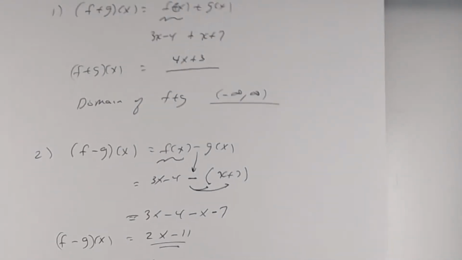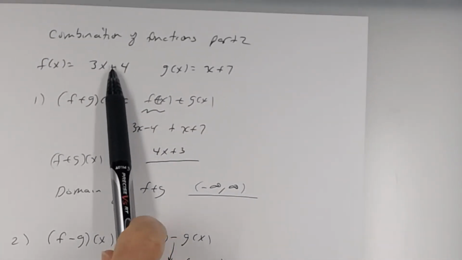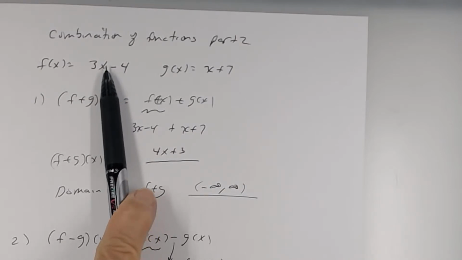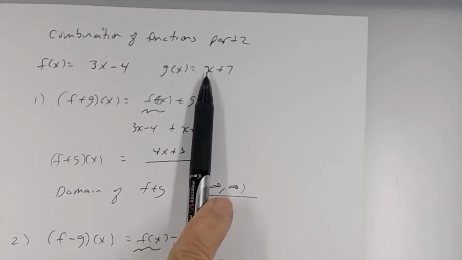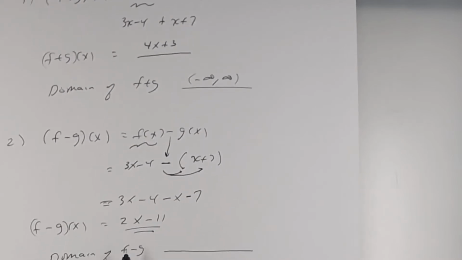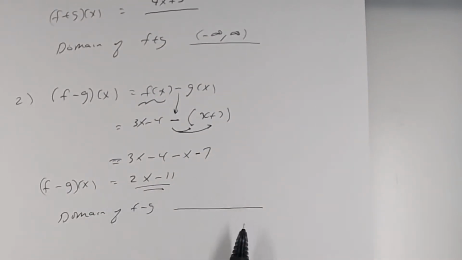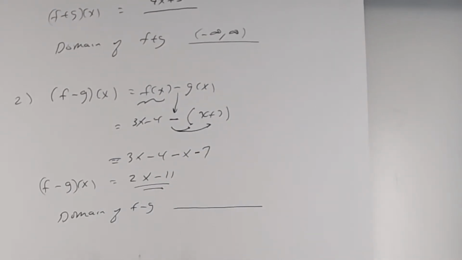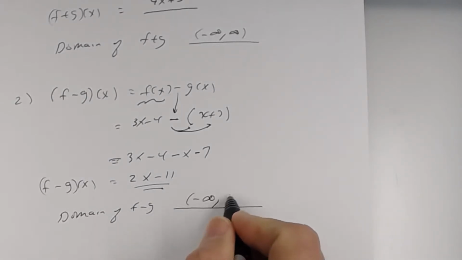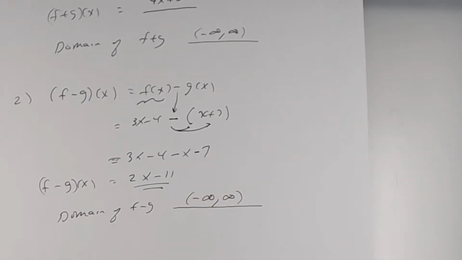Now, what's the domain of f minus g? Well, it makes sense because f is a polynomial function, g is a polynomial function. When I subtract two polynomial functions, I still end up with a polynomial function, which I did. So its domain is all real numbers, so negative infinity to infinity. Okay, number 3.